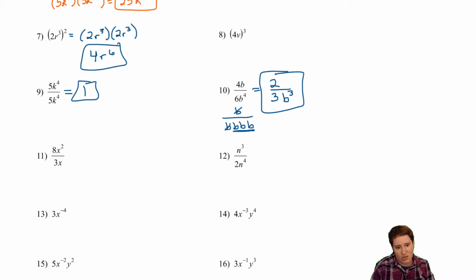And so, like 11, 8 over 3 does not simplify. We don't need to change it to a mixed number. Once you get to algebra, you stop changing things to mixed numbers unless you really have a good reason to change it. And then we do x squared over x, which would simplify to just be an x on top. So 8x over 3 would be our answer here.